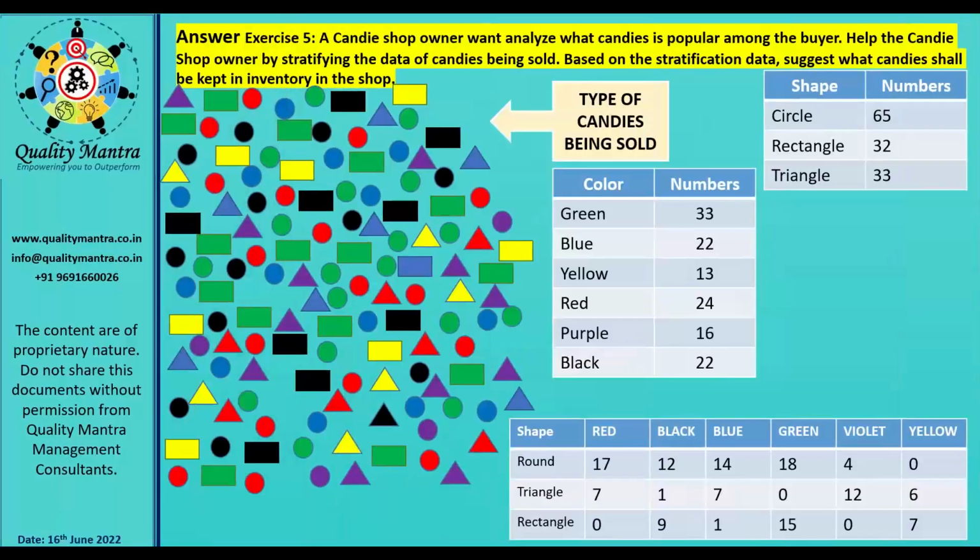So how can it be done? You can do the first stratification, it's just one of the ways. Okay, you can do as you please. First, the shape. Circle, there are 65. The rectangle, there are 32. And triangle shape, 33. So there are in all 3 shapes only: circular, rectangular and triangular. Now if you go by the color, you will find that green color is 33, blue color is 22, yellow is 13, red is 24, purple 16 and black 22.